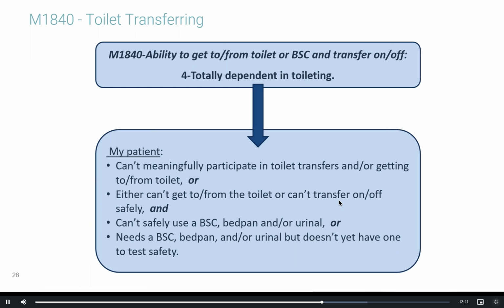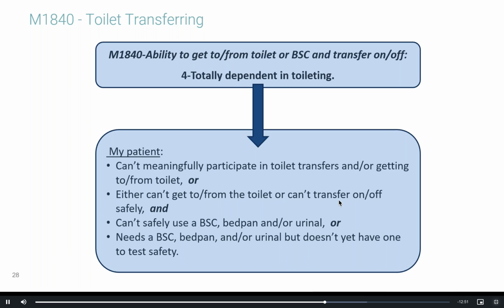So with 4, totally dependent on toileting, if I'm going to be selecting that, it could mean one of these things here. It's my patient can't meaningfully participate in the toilet transfers or getting to and from the toilet like we just described. Or it could be that they can't get to and from the toilet, but they can transfer on and off.